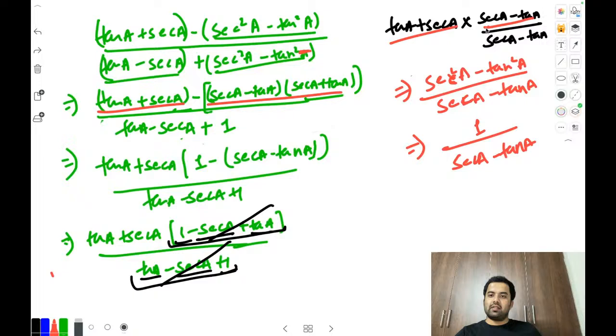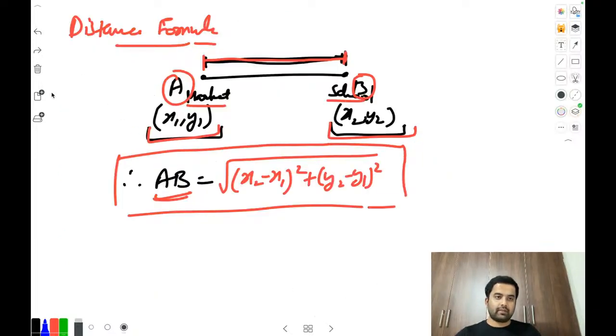Here just make this one thing. This thing and this thing we had multiplied up and down to get the answer. And you know that sec square minus tan square becomes 1, so we just kept it. Fine. Okay. Now try this.